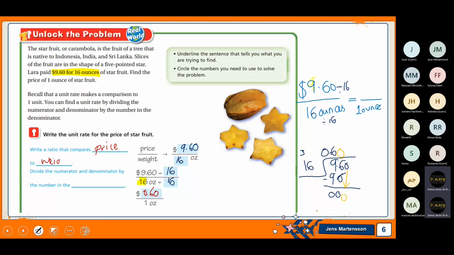So here the ratio compares the price to weight. Divide the numerator and the denominator by the number in the denominator. Teacher, we should always divide by the denominator. Yes. What if the number in the denominator is not a multiple of the numerator? You divide, as you know. Sometimes it could be 12.35.